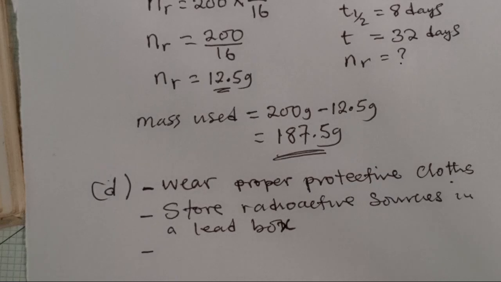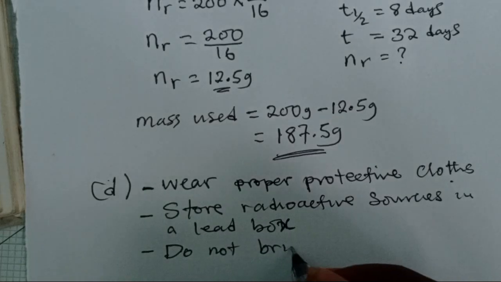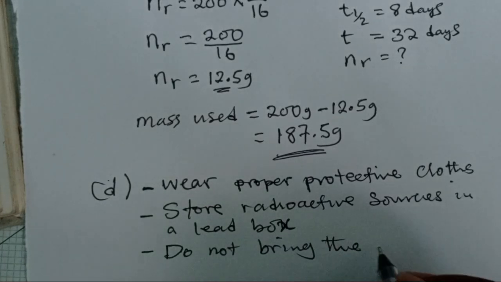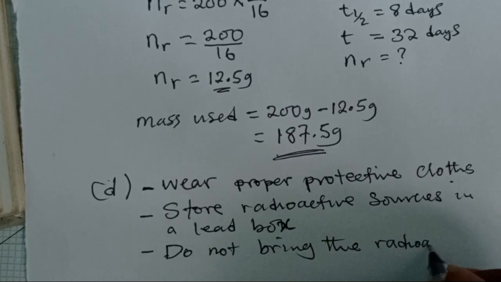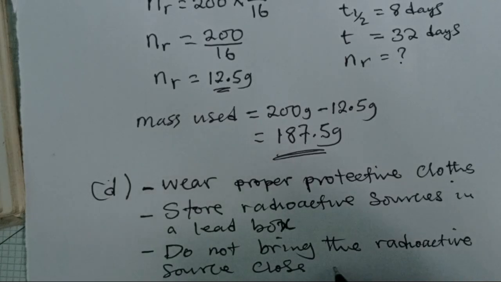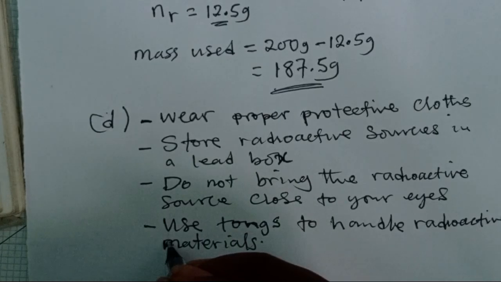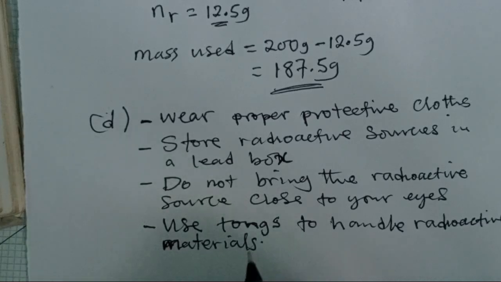Number three, do not bring the radioactive source close to your eyes. So in other words, you don't need to handle radioactive materials with your bare hands. Instead, we need to use tongs to handle radioactive materials.